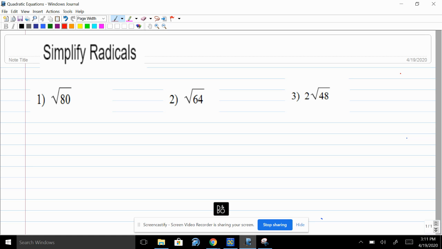All right, guys, today we're going to talk about simplifying radicals, okay? Radical is just another way of saying square root. So anytime you see the word radical, they're really saying square root. So really, we're simplifying square roots here, okay?